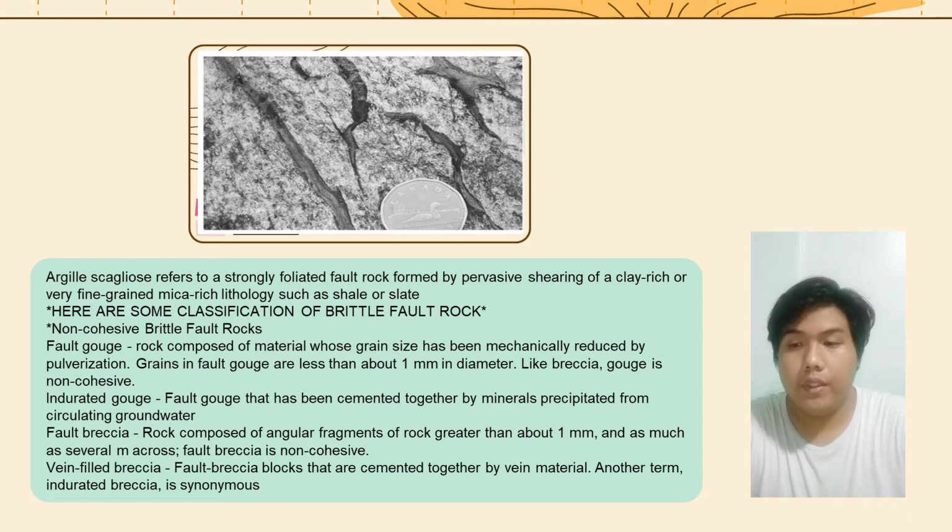Fault breccia is a rock composed of angular fragments of rock greater than about 1 millimeter, and as much as several meters across. So fault breccia is also a non-cohesive rock. Vein-filled breccia is fault breccia blocks that are cemented together by vein material. Another term, indurated breccia, is synonymous.